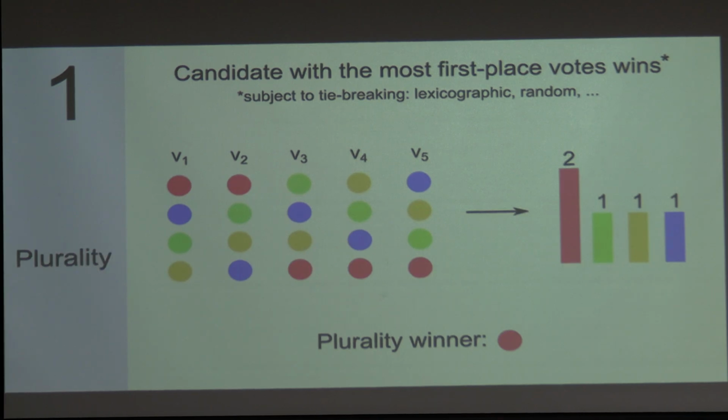But I'm not diving too deep into that, but just know that there are various ways of defining tie-breaking rules, okay? Either lexicographic or coin tossing or whatever, okay?